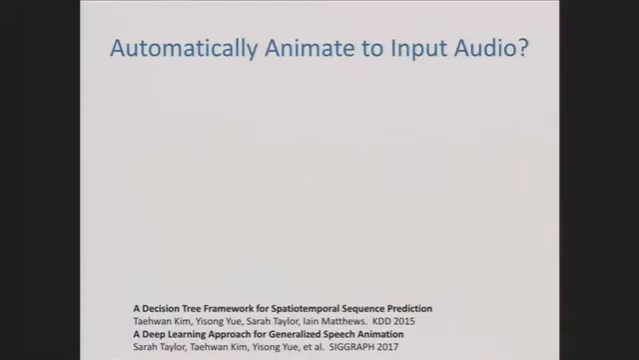But can we do this? Can we actually develop a data-driven approach to automatically animate a mouth to input audio? And so here is one of our results.